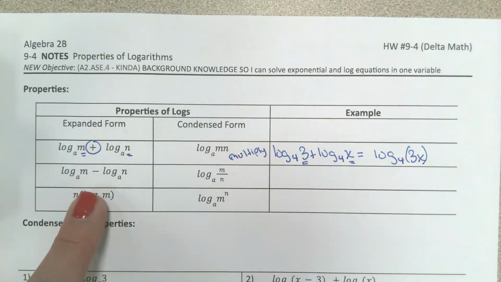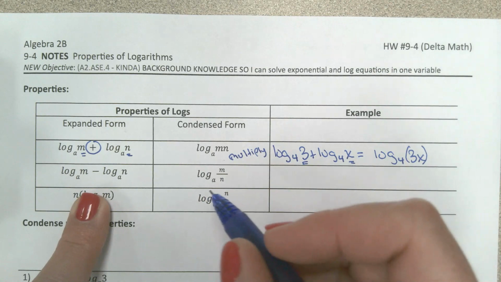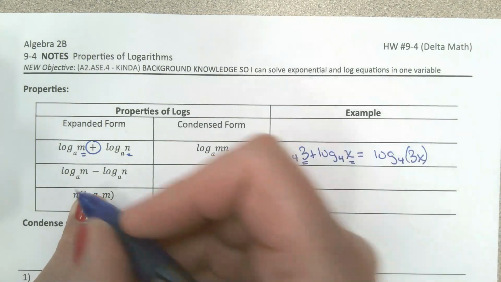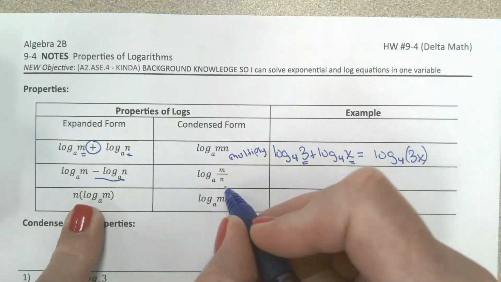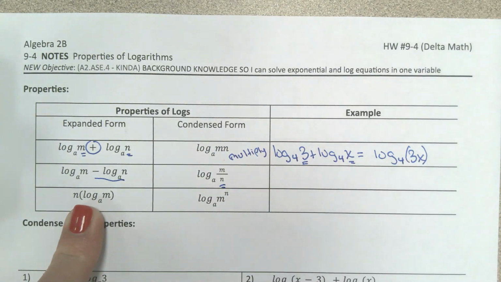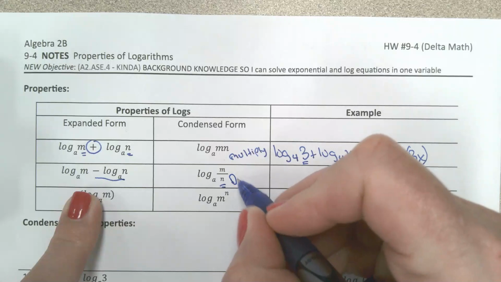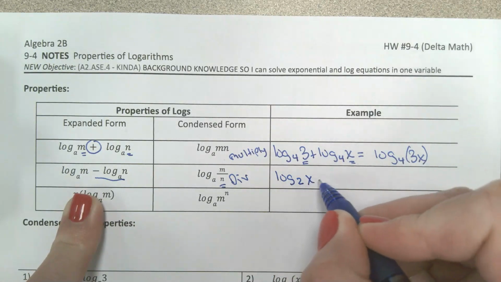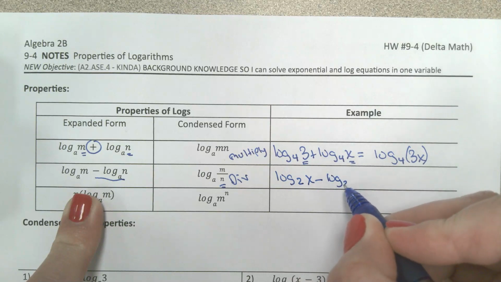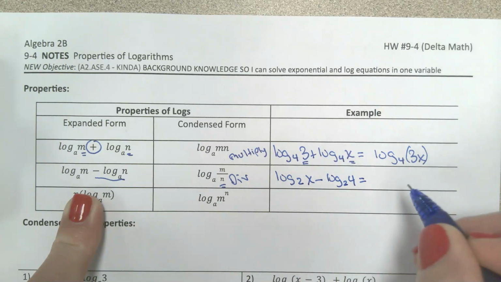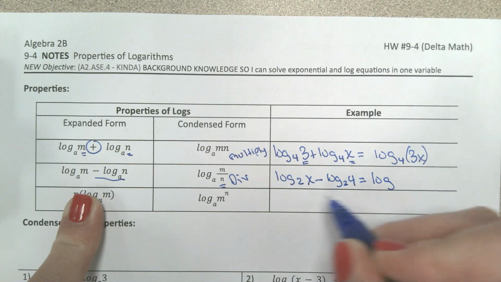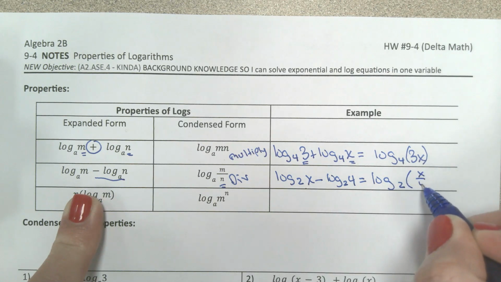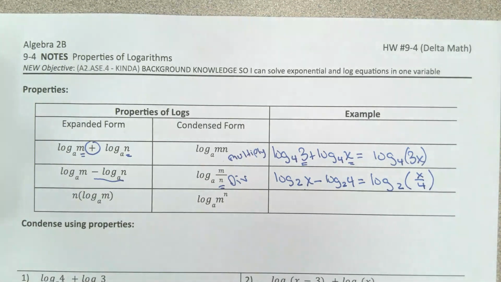Subtraction gets condensed with division. So the one after the subtraction sign always goes to the denominator. Subtraction uses division. So if you see log base 2 of x minus log base 2 of 4, I'm going to condense that by writing it as log base 2 of x divided by 4.